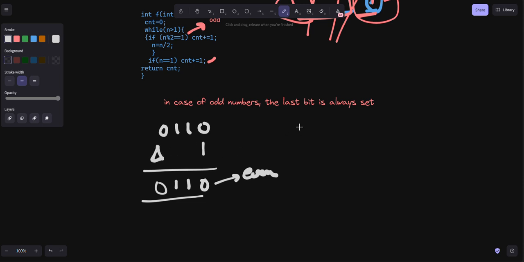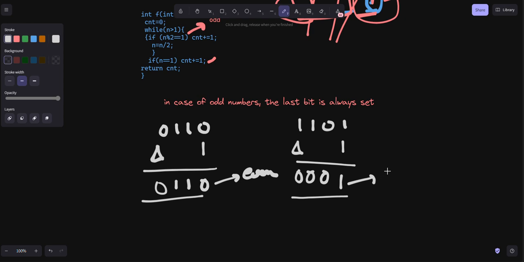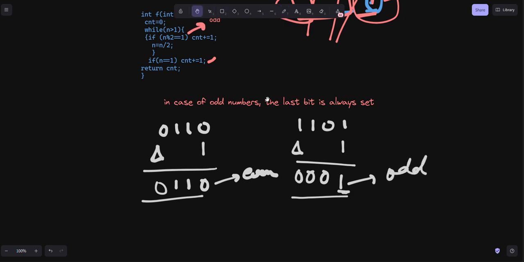So ANDing with 1, let's say we have 1 1 0 1, and I did the AND operation with 1 here. So 1 AND 1 will give me what? It will give me 1 0 0 0. So this signifies that this is an odd number. Basically the last bit is 1, so this is an odd number.